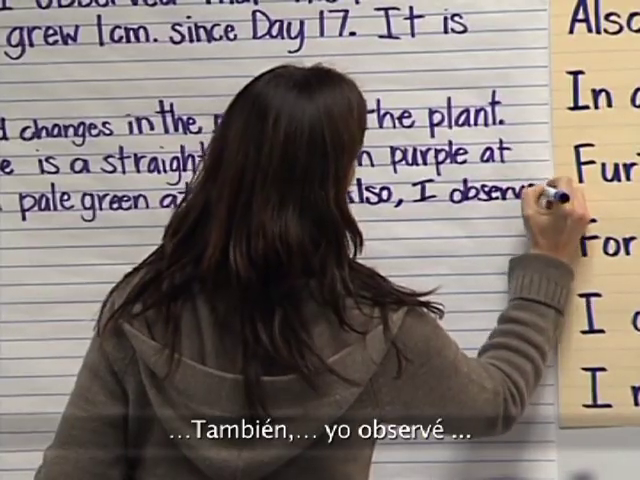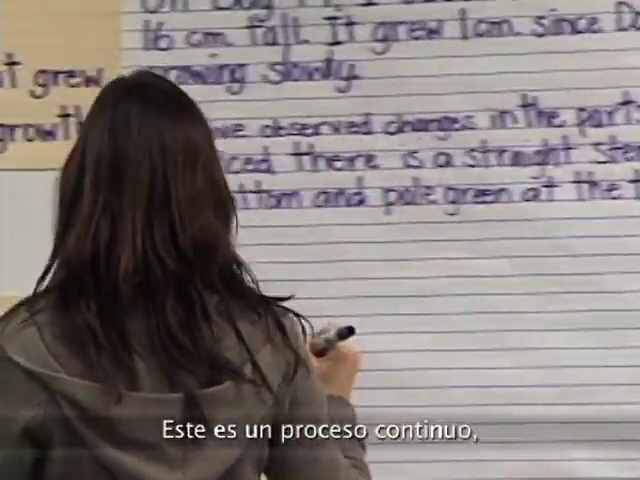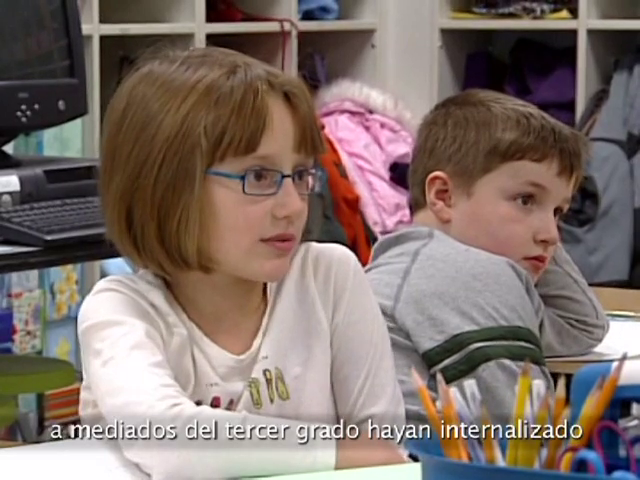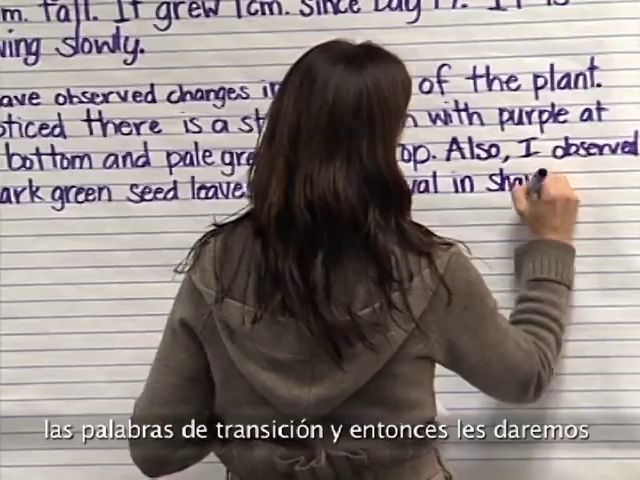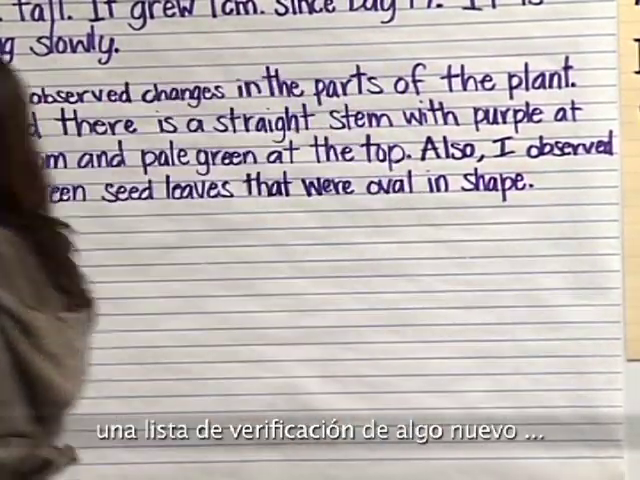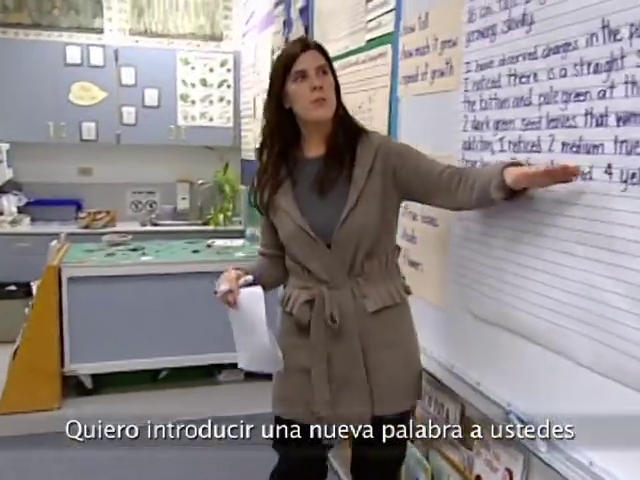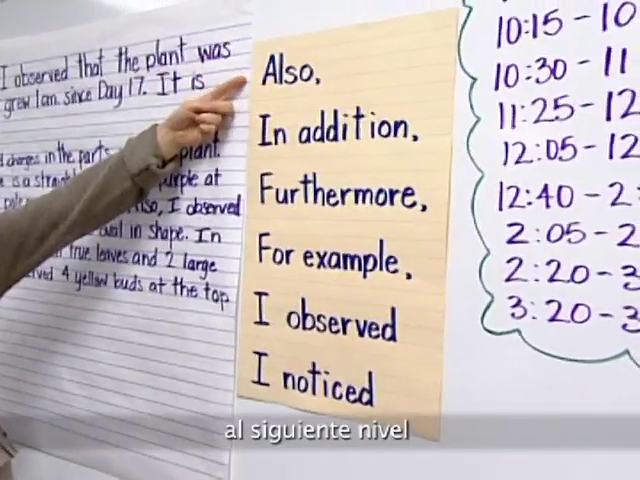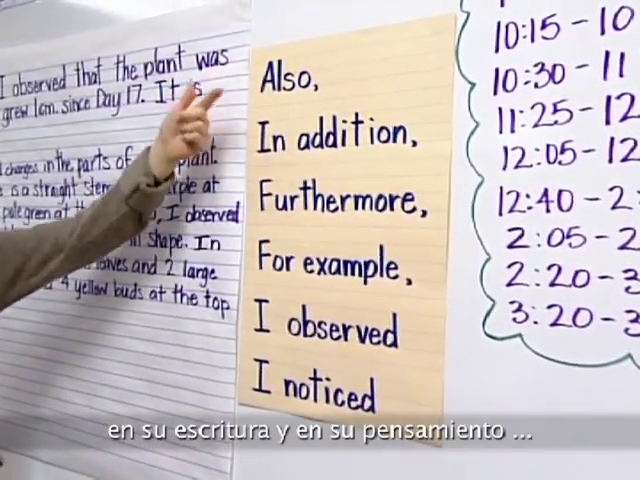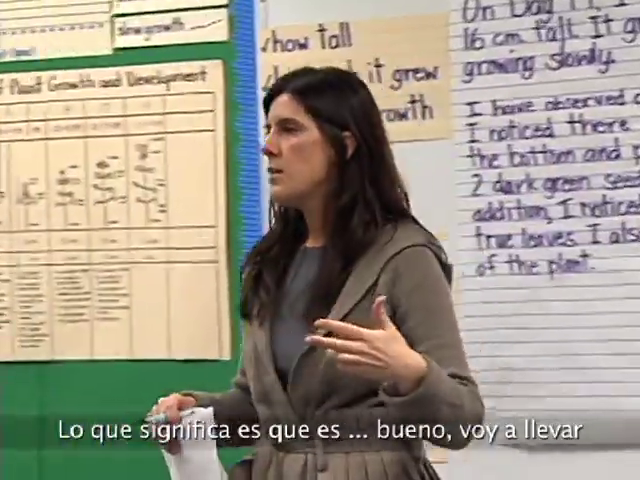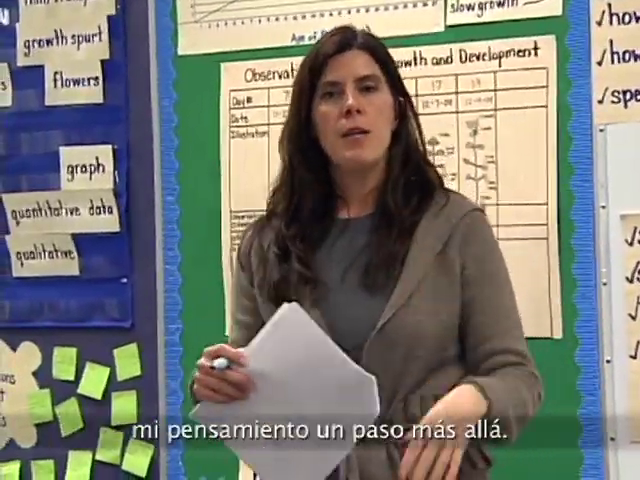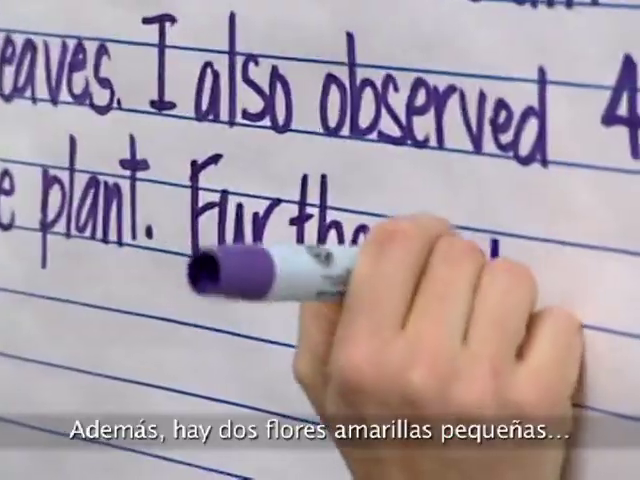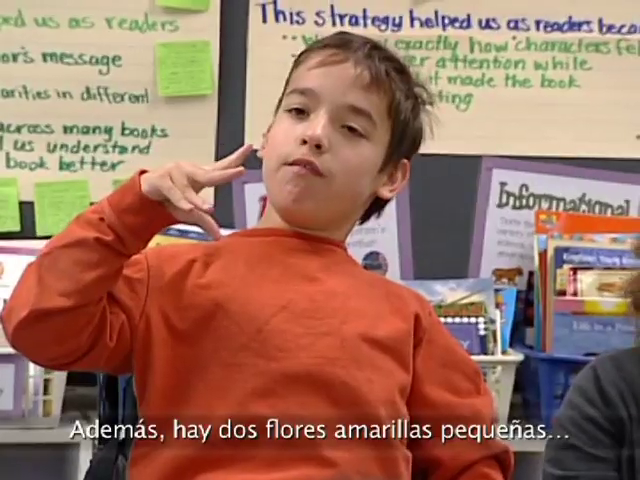Also, I observed. This is an ongoing process, but eventually, probably by mid-3rd grade, students will have internalized the transition words, and then we'll give them a checklist for something new. I want to introduce a new word to you, which is furthermore. So we're always taking them to the next level in their writing and in their thinking. And what it means is that I'm taking my thinking one step further. Furthermore, there are 2 tiny yellow flowers.